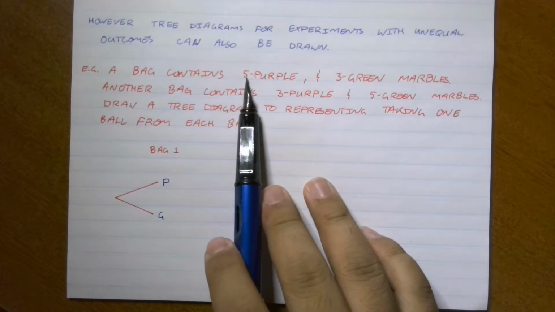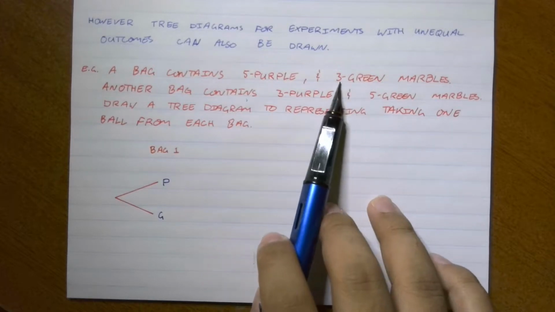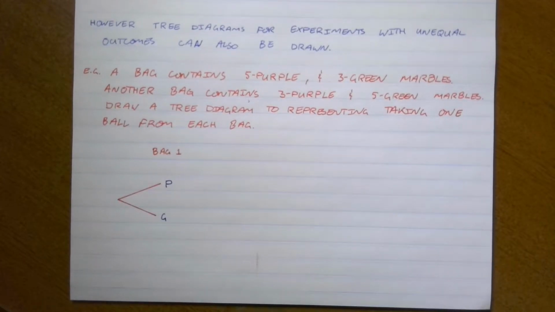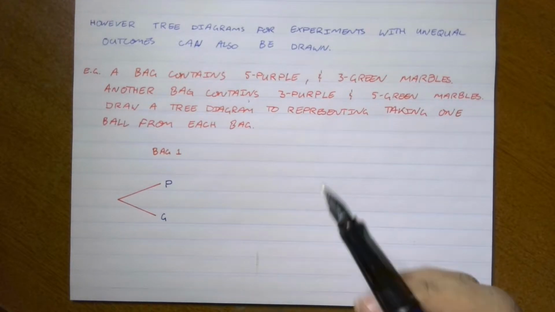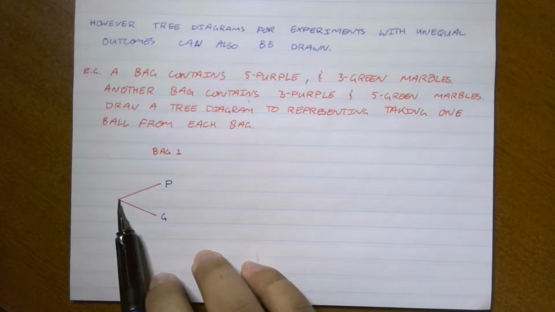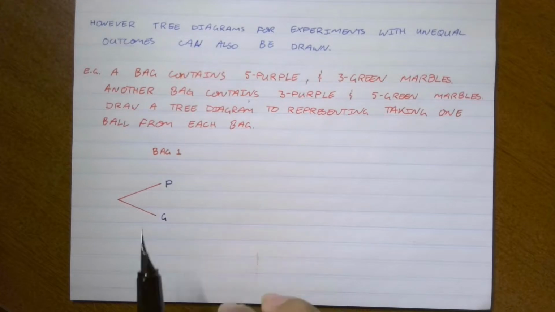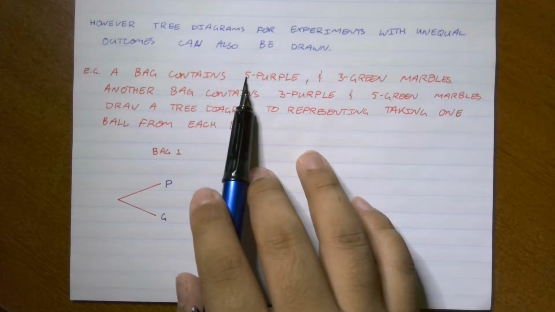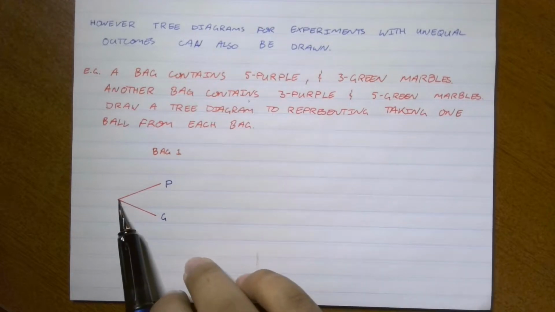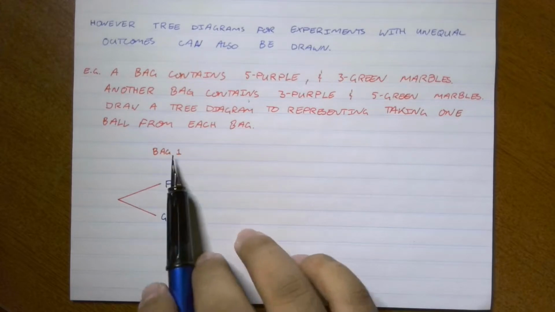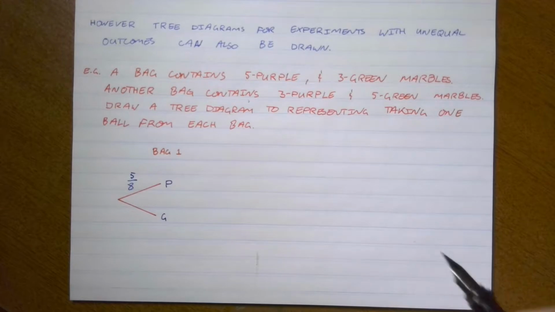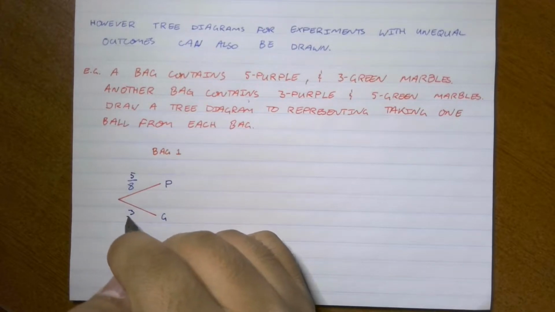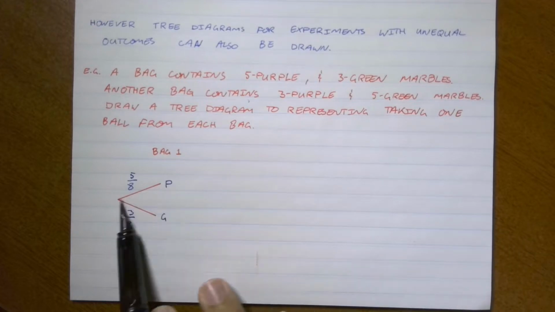However, because there are 5 purple and 3 green marbles, drawing a tree diagram like this assumes that there are equal numbers of purple and green marbles, which is not true. So we need to write a probability on the branches leading into the outcome that we want. For example, since there are 5 purple marbles out of a total of 8, the probability of drawing a purple marble from bag 1 is 5 out of 8, which means the probability of drawing a green marble is 3 out of 8.